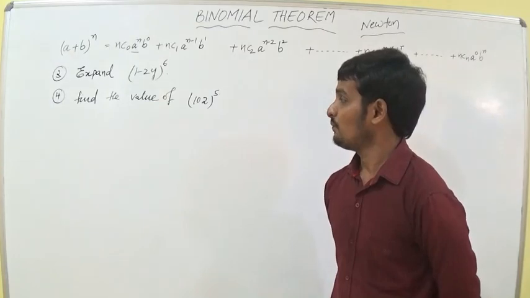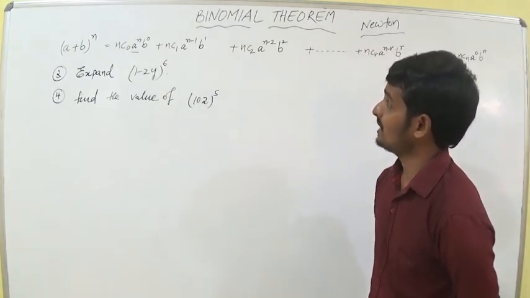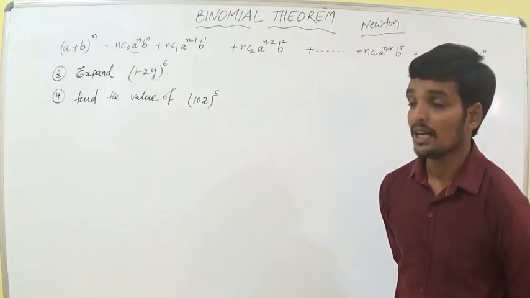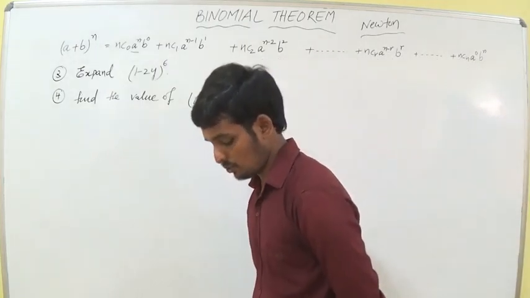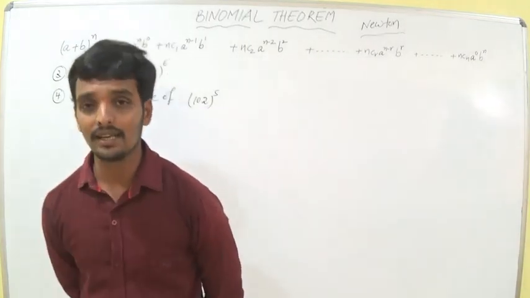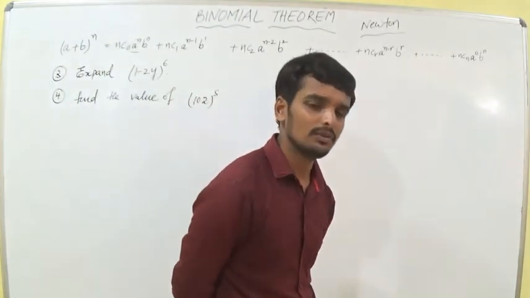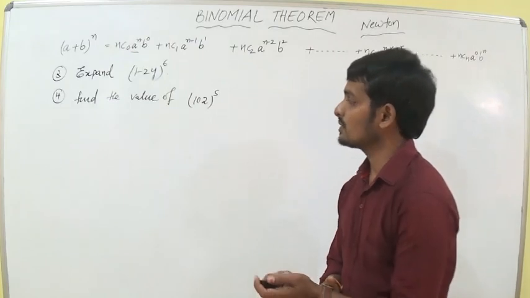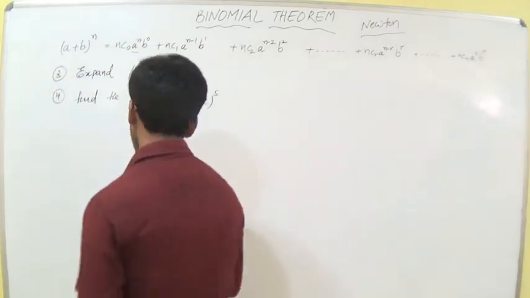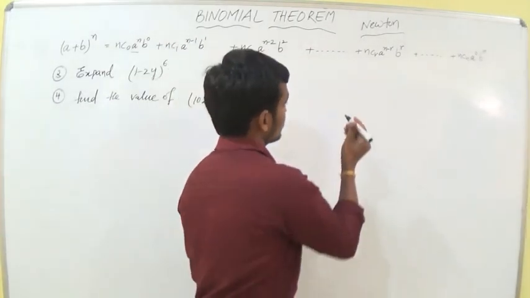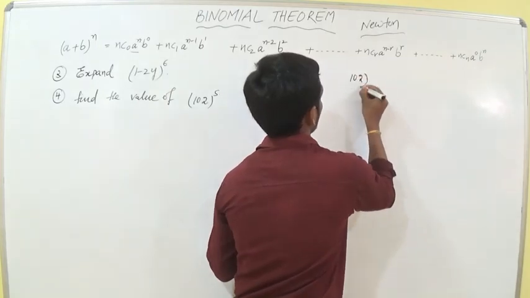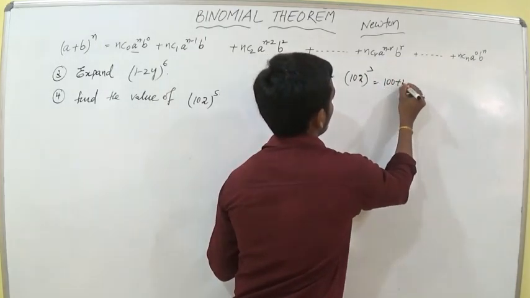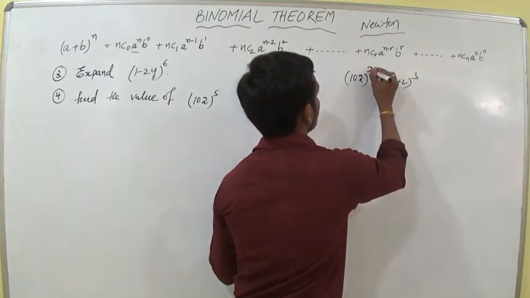But if you use the binomial theorem, it becomes easy. Not only for 102 power 5, if it has 10 or 15, we can do it by using the binomial theorem. The same way, for example, I am asking 102 whole cube. How can we do this? We write 100 plus 2 whole cube.